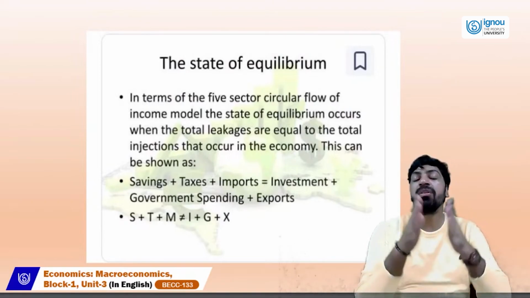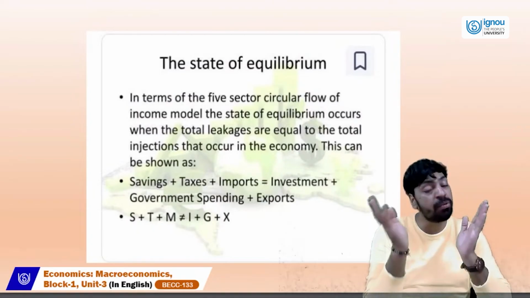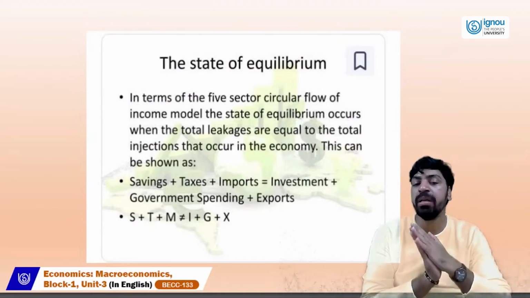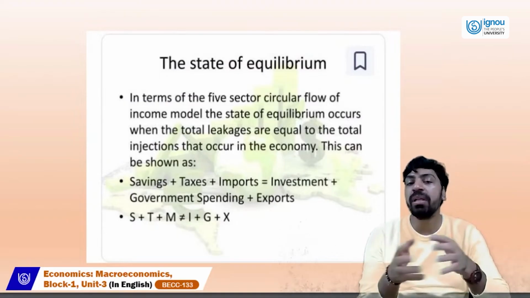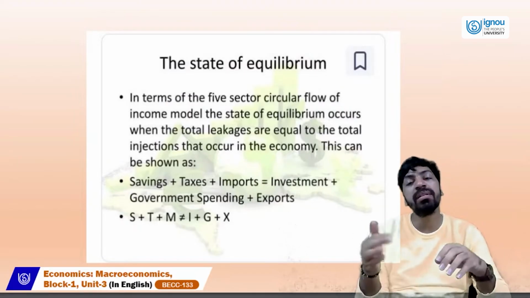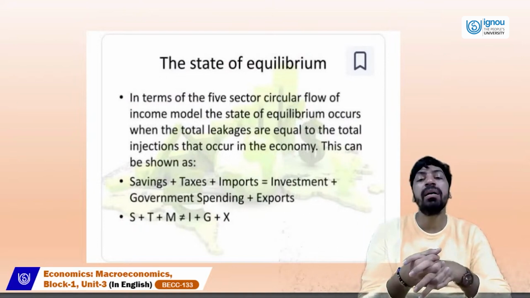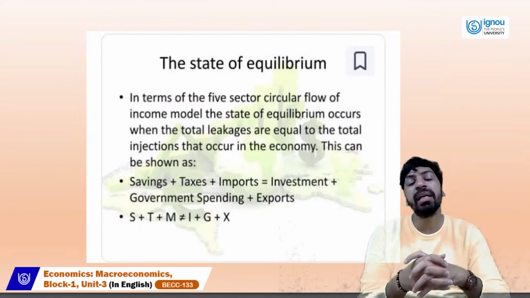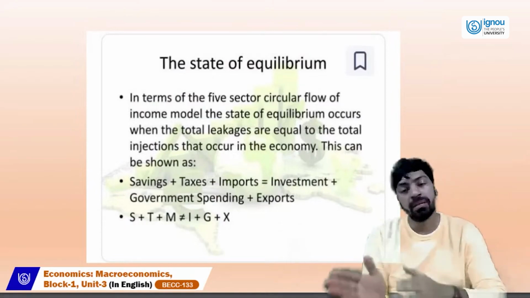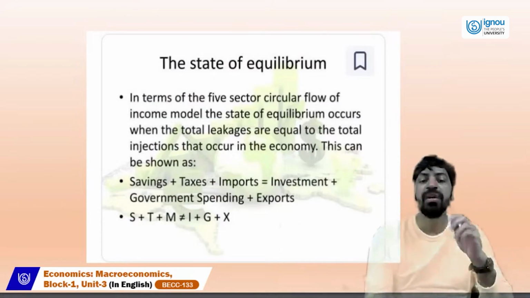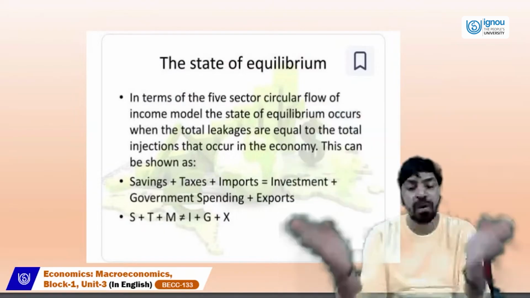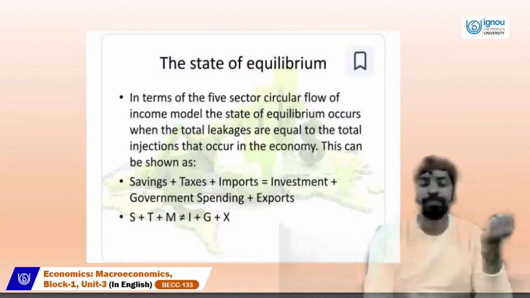So this is a state of equilibrium, or an equilibrium condition, where the injections and leakages are equal. If they are not equal, then it is an unstable equilibrium. In other words, it is called a disequilibrium in a circular flow of income model, where the leakages are not equal to the injections. If there is any leakage, there is always an injection ready in the following form of transactions.